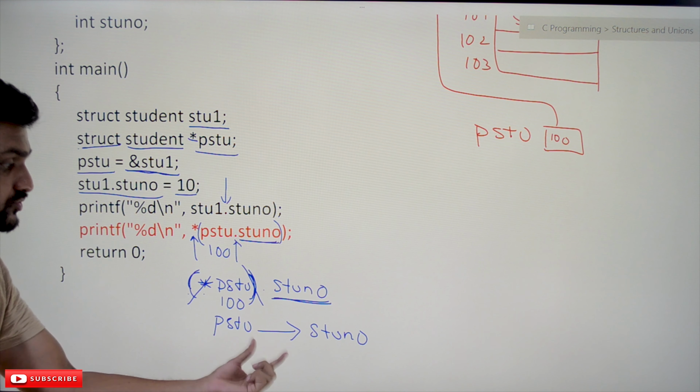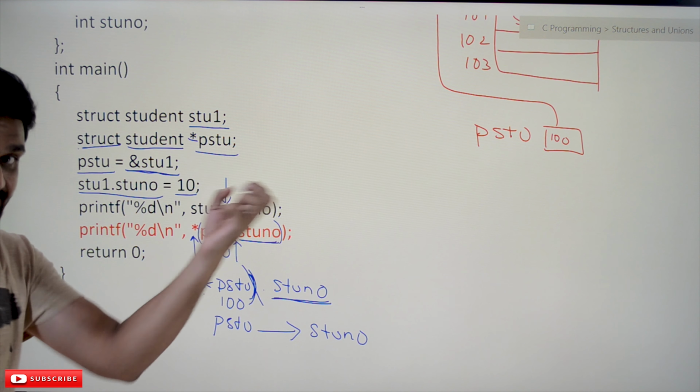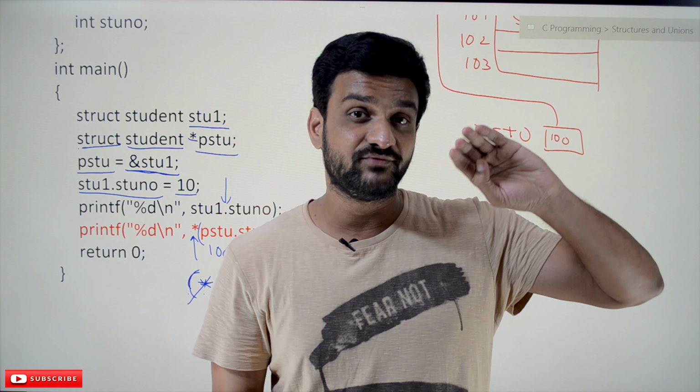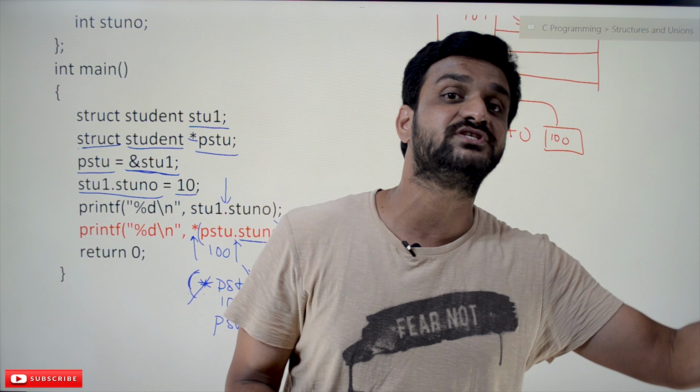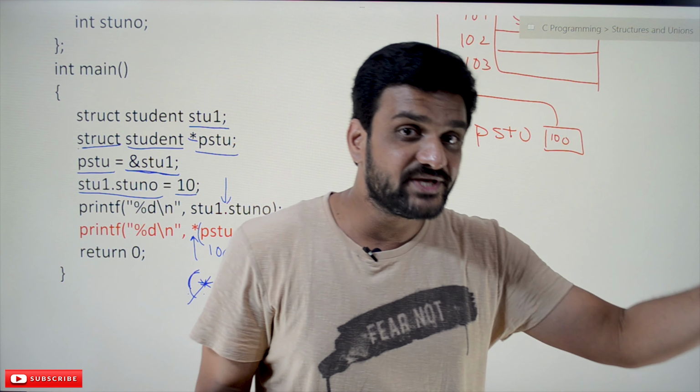If you are trying to use pointers in order to access the values, the arrow mark has to be used. Without using pointers which are pointing to the structures, if you are trying to access the members of the structures directly by using the variables, we can do it just by using the dot operator. So that is the difference between the dot operator and the arrow operator.